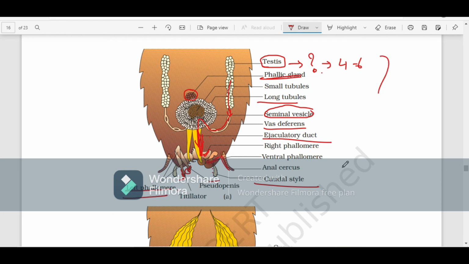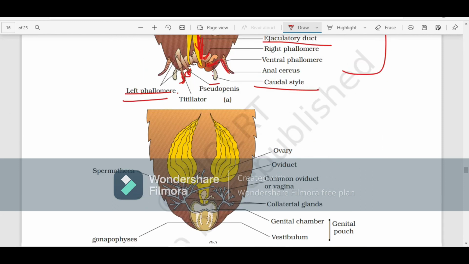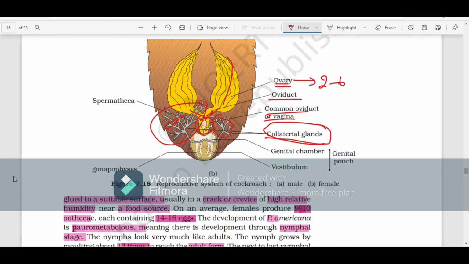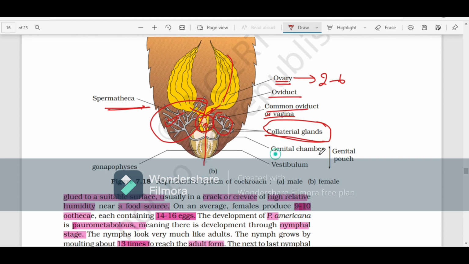These are the parts. Okay, now in the female, if you see, there are these large ovaries, right? Ovary is from 2 to 6 segments. Oviduct is there. A common oviduct or vagina. These oviducts are going to unite to form the common oviduct or the vagina, and there are the collaterial glands. The left collaterial gland is much larger. If you can see, they're larger than the right. Collaterial glands are going to secrete the ootheca. Spermatheca is there, where the sperms will come and be stored. Okay, and there's the genital chamber and vestibulum forming the genital pouch.